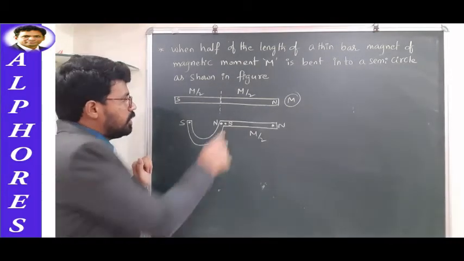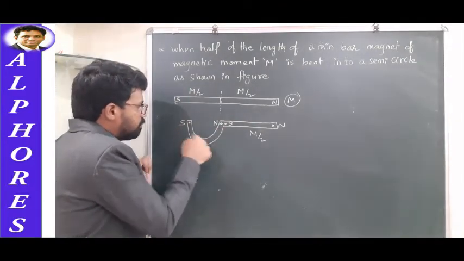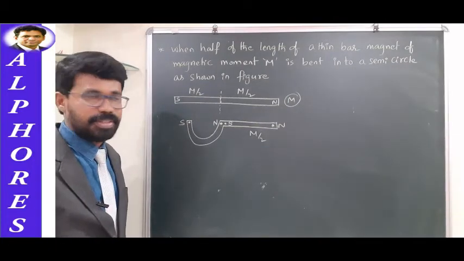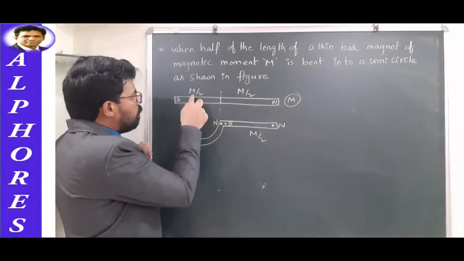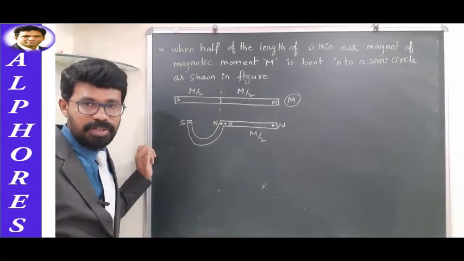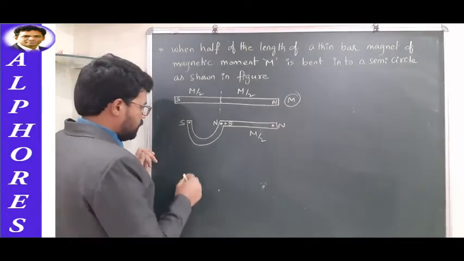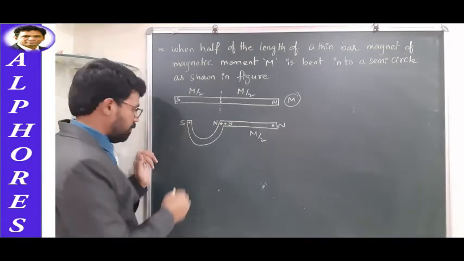So this m by 2 remains as it is, but this m by 2 is going to change now, because this part is bent into a semicircle, isn't it? Before it was bent, the magnetic moment of this part was m by 2. For an arc-shaped magnet, we have already seen the magnetic moment expression. It was derived in the previous session.